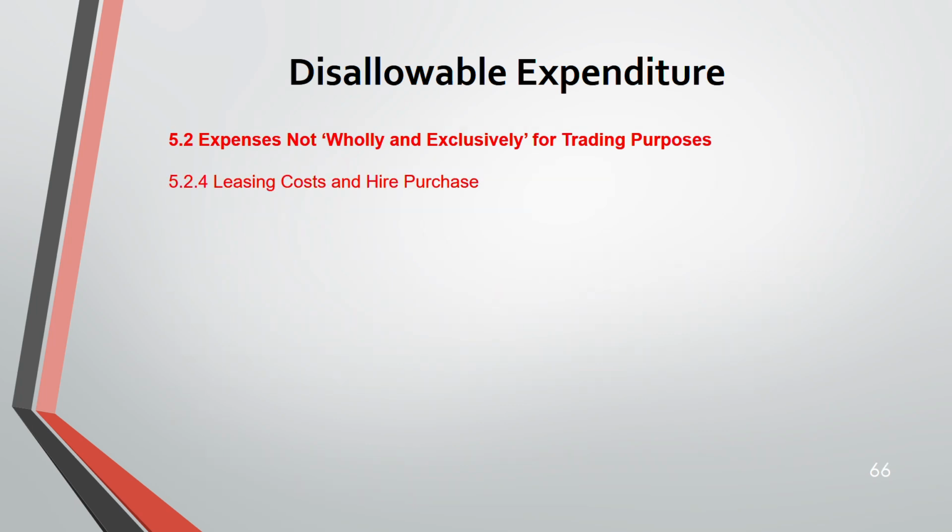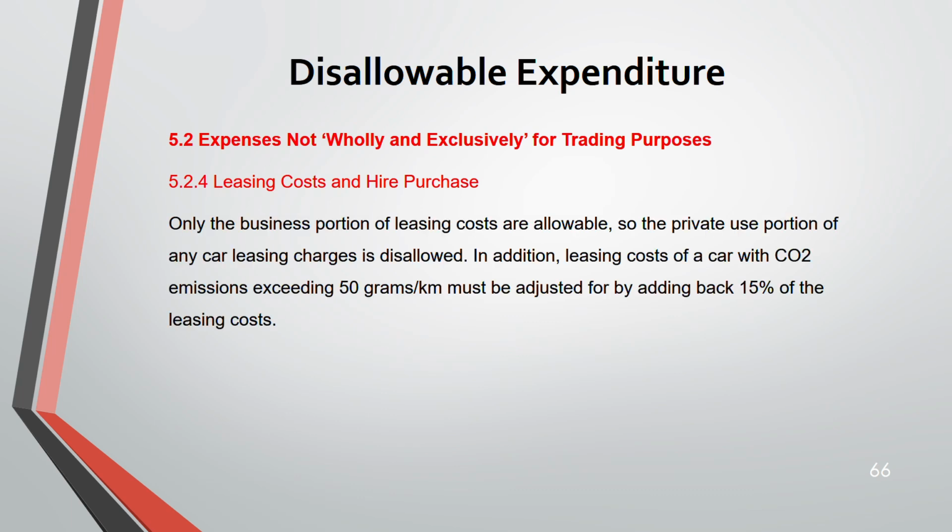Now, the fourth category, leasing car cost and hire purchase. Only the business portion of the leasing cost can you deduct. The private portion of any car leasing charges is disallowed. In addition, leasing cost of the car with the CO2 emission exceeding 50 must be adjusted by adding back 15% of the leasing cost. So that means 85% of the cost is allowable, but 15% is disallowed. So 15% you add back.